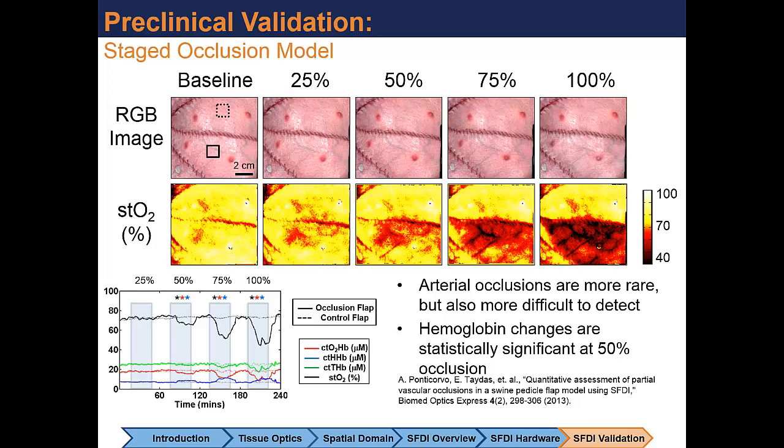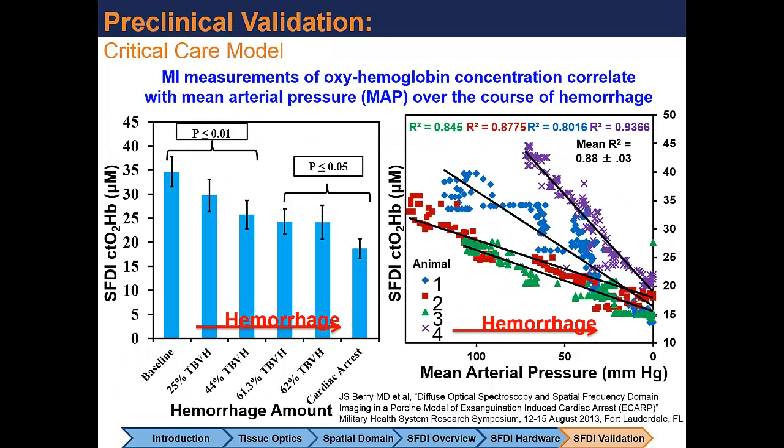We can look at the effects of hemorrhage, so blood loss. This is a collaboration with the military where we're correlating our measurements versus measurements of mean arterial pressure in 4 pigs and showing a fairly good correlation. The idea is that you might have an early warning sign for shock by being able to monitor hemoglobin non-invasively in a non-contact way.